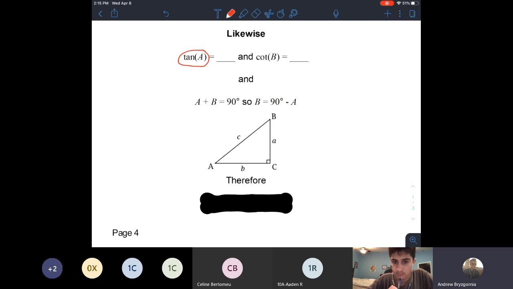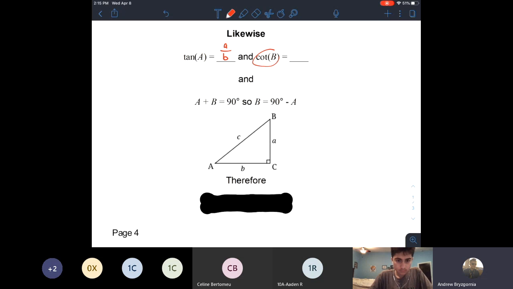So again, I'm looking for this one. What is tangent of A? A over C. Sorry, can you say that again? I only heard A, the first over part. C. So I agree with the A part, but tangent is opposite over adjacent. Oh, B. So A over B, yeah.